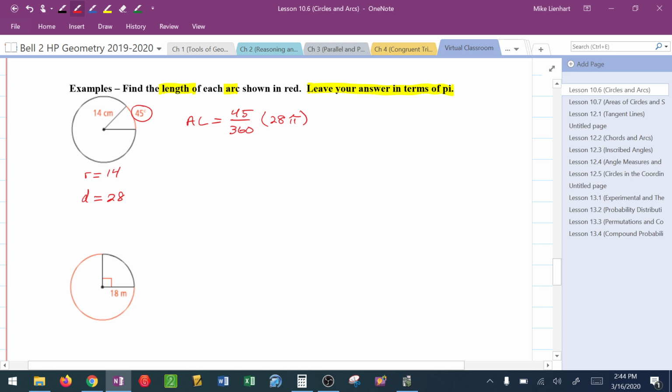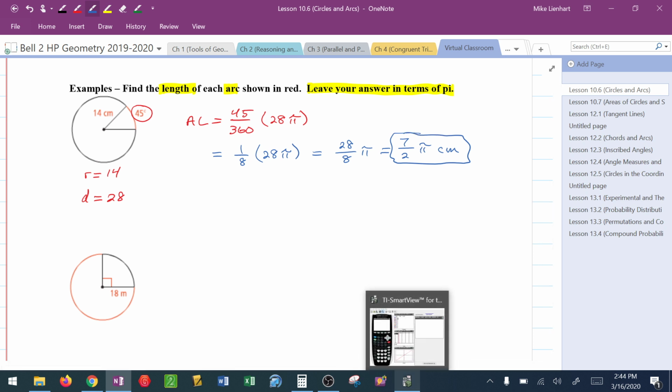Now, there's a few ways that you can do this from here. You can simplify by hand. For example, I know that 45 out of 360 is really 1/8 times 28 pi, which would be 28 over 8 pi, which would be, let's see, both are divisible by 4, so that would be 7 over 2 pi centimeters. All right, that's my arc length.